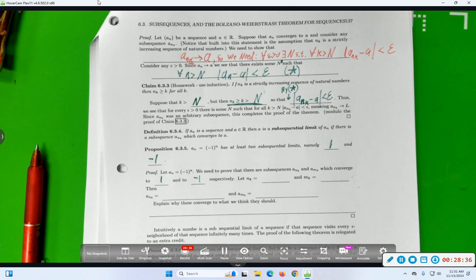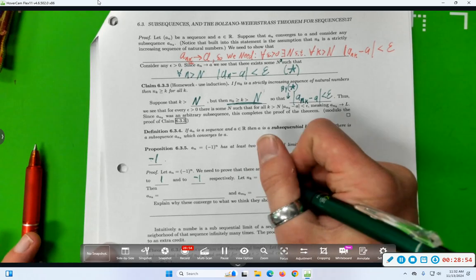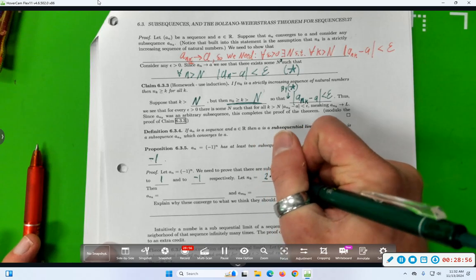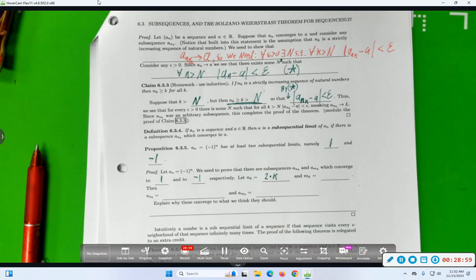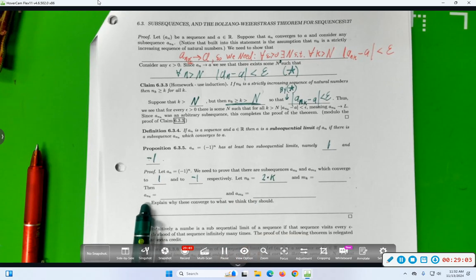And now I just need to come up with some formulas for these n_k's, but I think we have done that already. So based on the previous page, or just intuition, what seems like a good choice of n_k if I want to converge to positive 1? 2k. Let's try it. Let n_k be equal to 2 times k. And I'm going to jump around a little bit. Let's try to work out what a_{n_k} is.